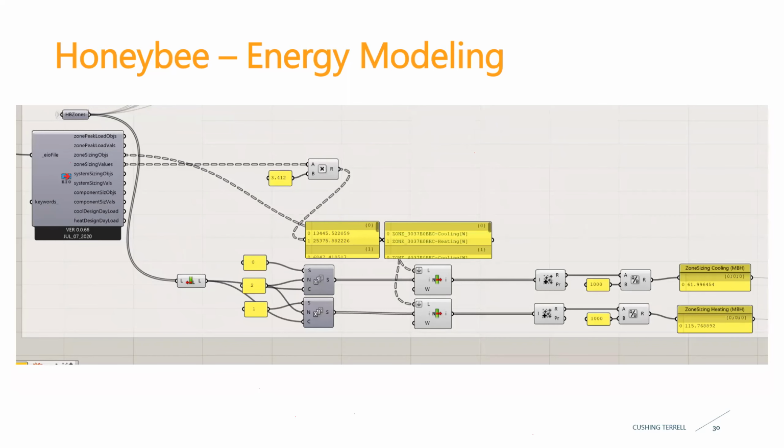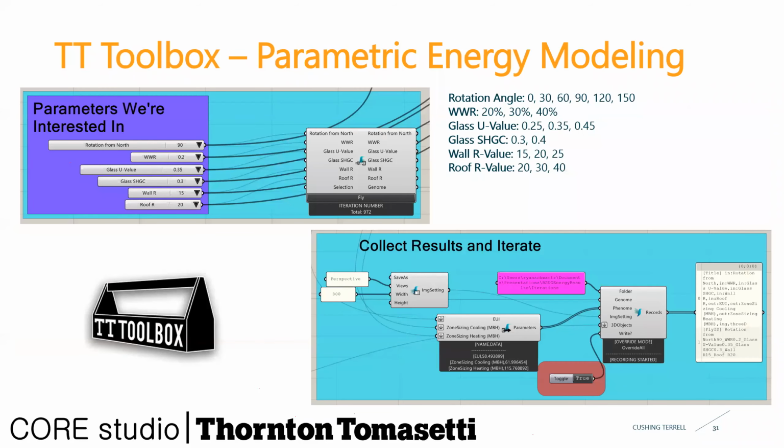You can also pull from the EIO file and grab, in this example, the zone sizing for cooling and heating. Just grab those as another output. So now that we've run this model, we've built this whole model up, so that does one simulation. How do we do parametric analysis where you want to change one parameter and then see how that changes the energy output results? And the answer to that is the TT Toolbox, which was developed by CORE studio, which is Thornton Tomasetti, and that's where the TT comes from.